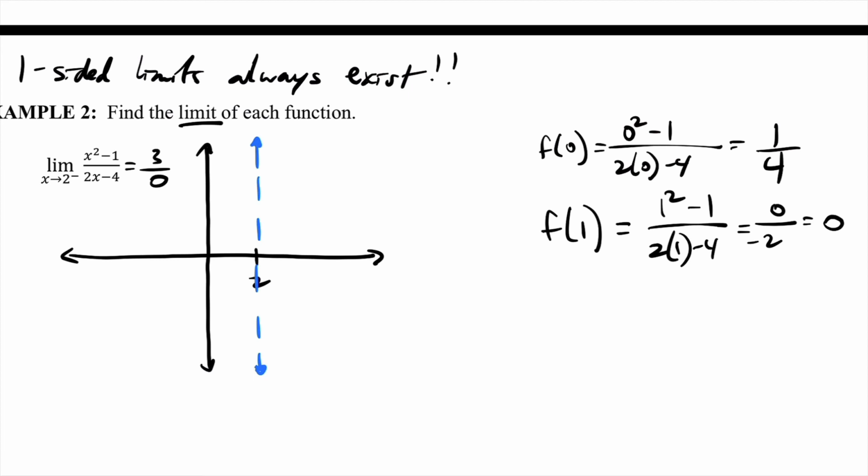1/4 is like right here. Let's see, this is 1. 1/4 is like right there. And then 0. So it was here, and now it's here. So what's happening is it's kind of turning downwards like this. It only has 2 options. It's got to turn up or it's got to turn down, right?